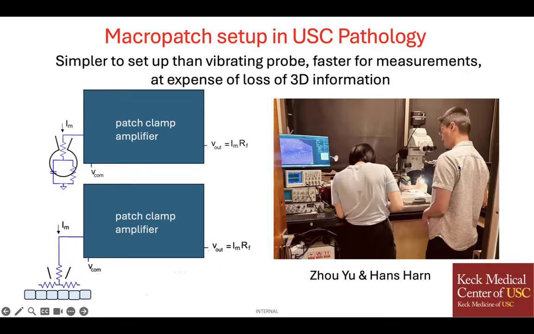And this is a photograph of Hans and Dro working on a recording with the macropatch setup, and you can actually see here the image of the chick skin that they're recording from on an oscilloscope to do the display during the live recording. And over here is the microscope, and the chick skin is there, and you can actually see the patch clamp head stage here and the electrode.